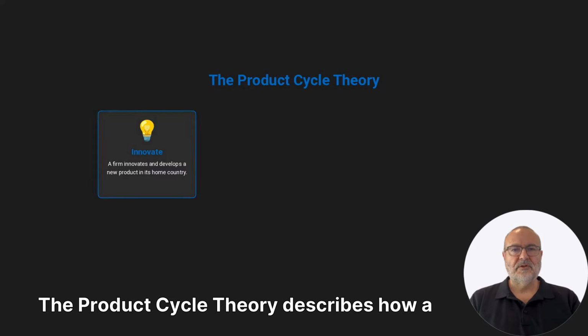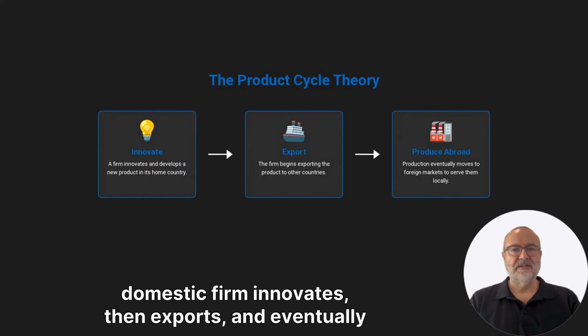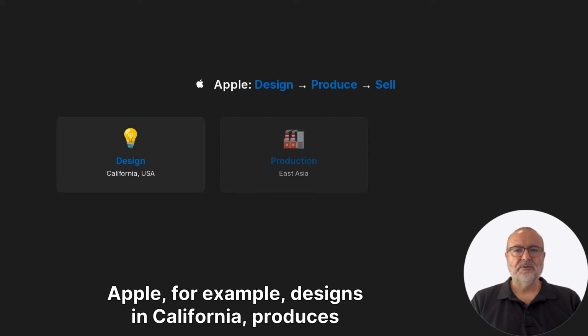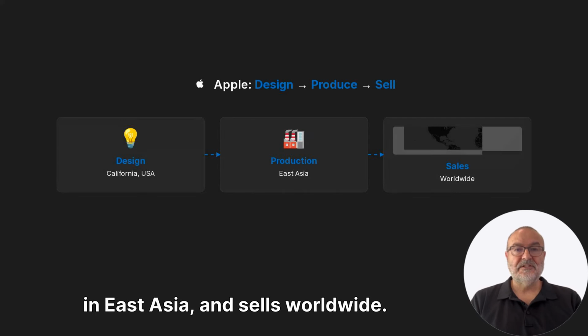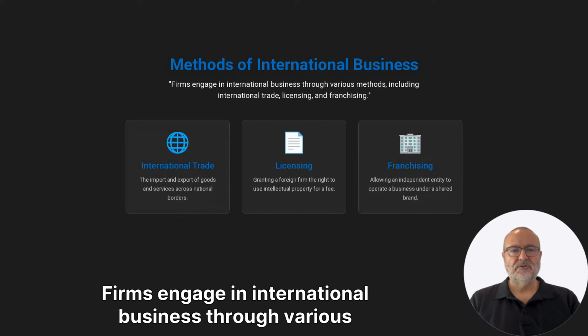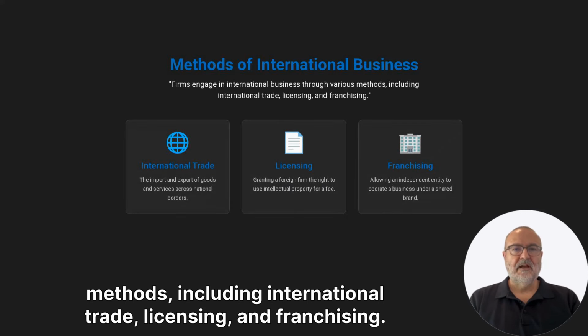The product cycle theory describes how a domestic firm innovates, then exports, and eventually moves production abroad. Apple, for example, designs in California, produces in East Asia, and sells worldwide. Firms engage in international business through various methods, including international trade, licensing, and franchising.